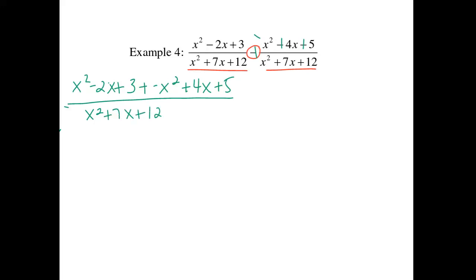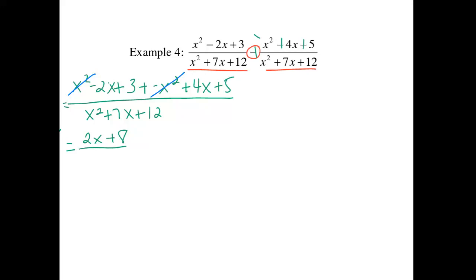Now across the top, we want to clean that up. So I notice here that there's an x squared term and a negative x squared term. They're going to cancel. However, the rest doesn't cancel out so nicely. We can combine like terms though. So negative 2x and positive 4x will give us 2x. And positive 3 and positive 5 will give us plus 8.